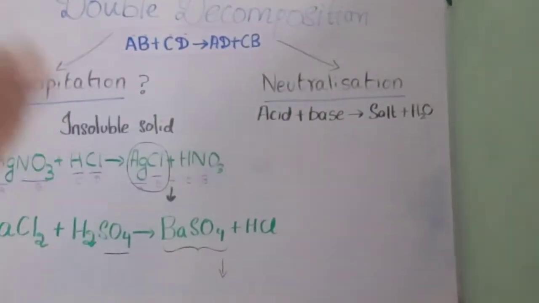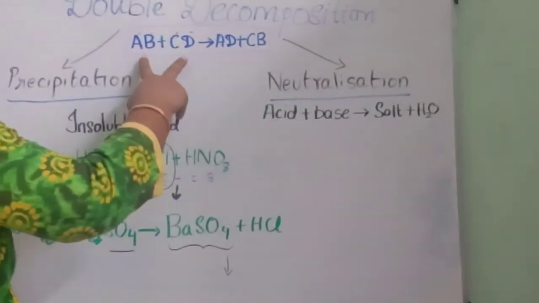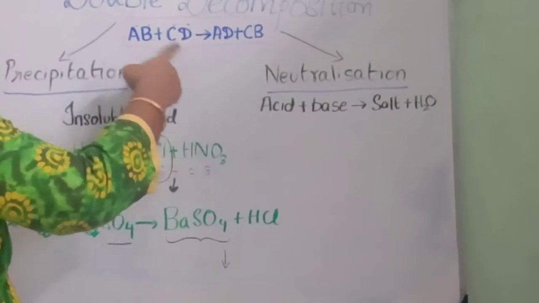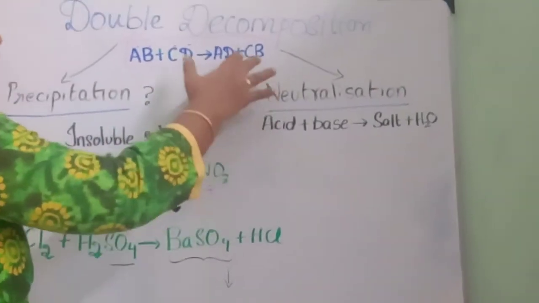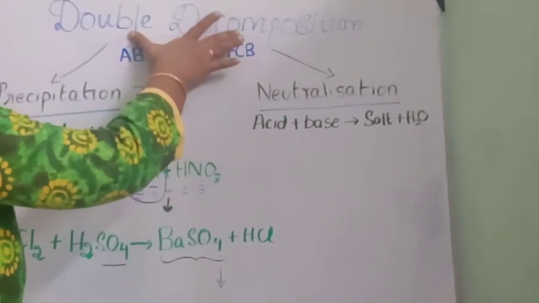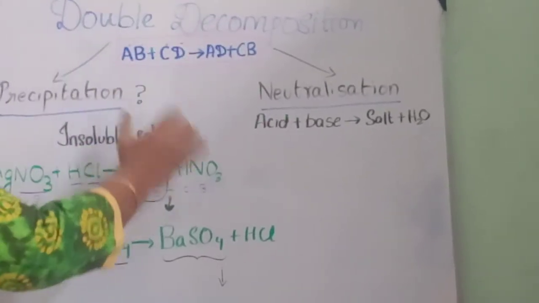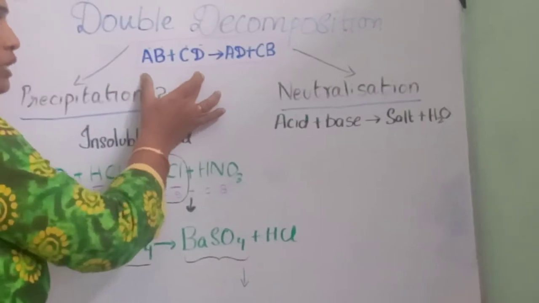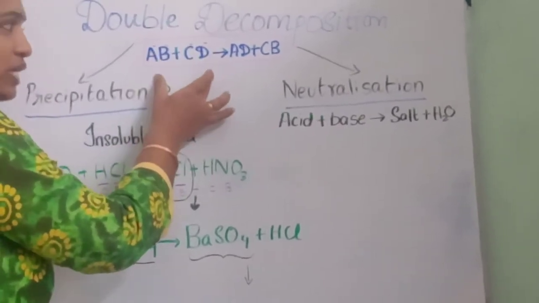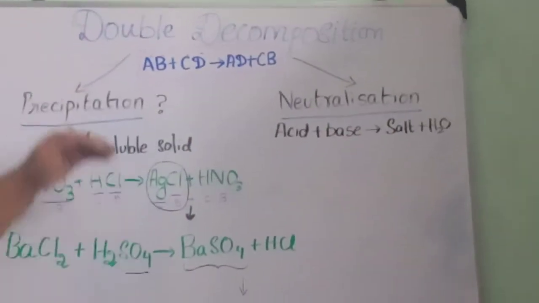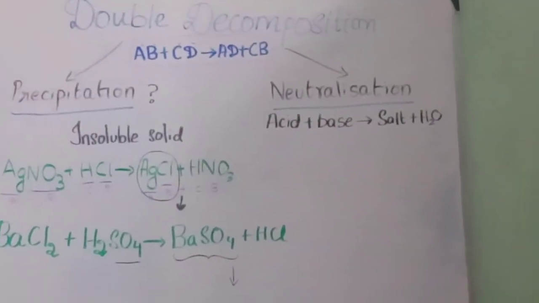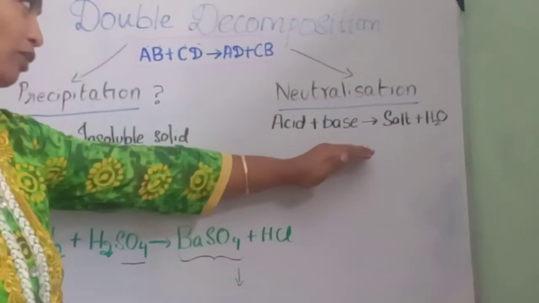Double decomposition reaction is a reaction in which two compounds in a solution mutually exchange their ions to form two new compounds. That reaction only we call it as double decomposition. I am going to repeat it again. Two compounds in a solution mutually exchange their ions to form two new compounds. We call it as double decomposition reaction. There are two different types of double decomposition.